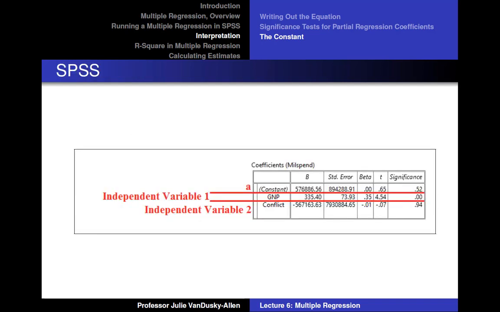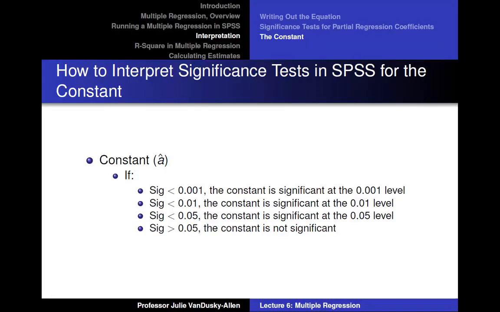So to determine whether a hat is different from 0, we look at the sig value here for a hat. Then we compare the sig values to these rules. Note that these rules are different from the rules for determining if b hat is significant. If the sig value is less than 0.001, then the constant is significant and different from 0 at the 0.001 level. If not, move on to the next step.